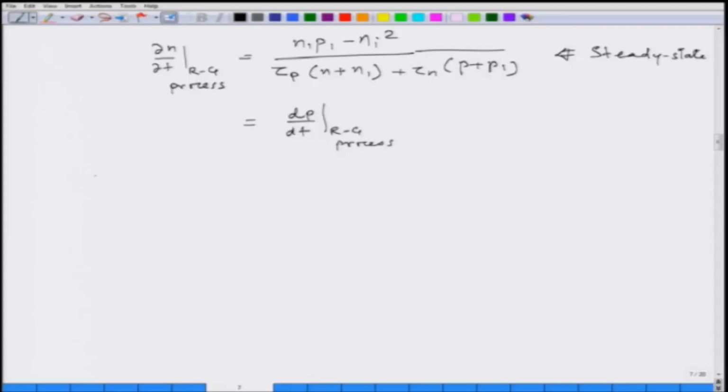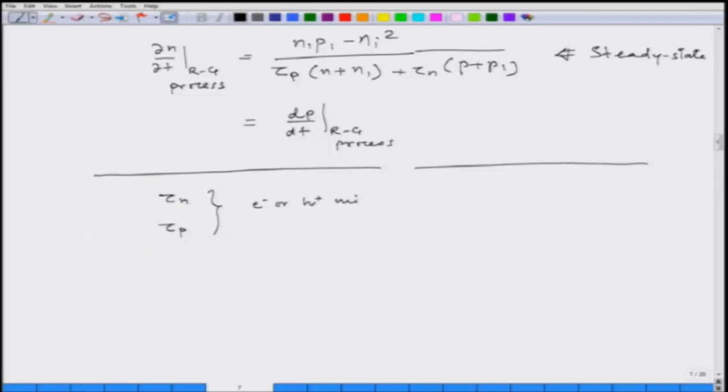Having discussed that, let us spend some time on what these parameters tau n and tau p are. These are basically the electron or hole minority carrier lifetimes.